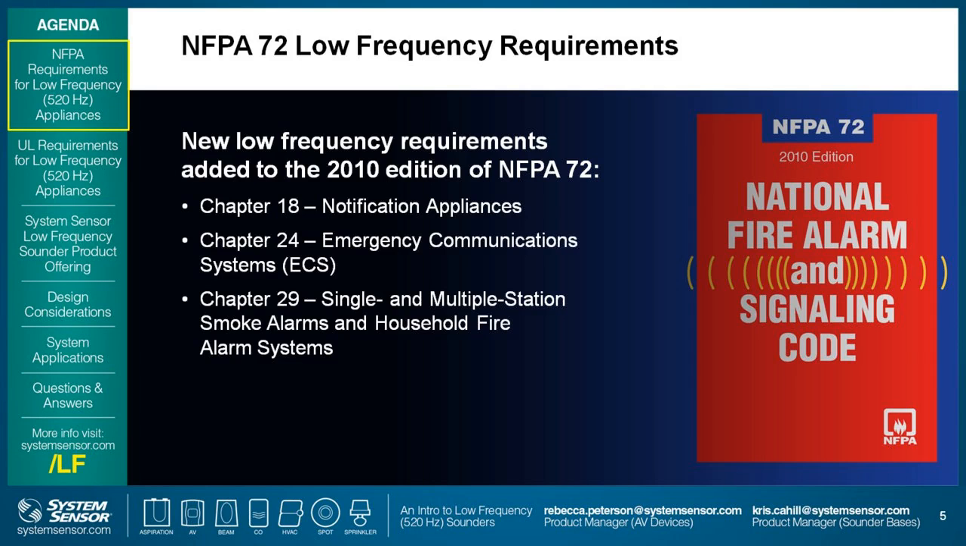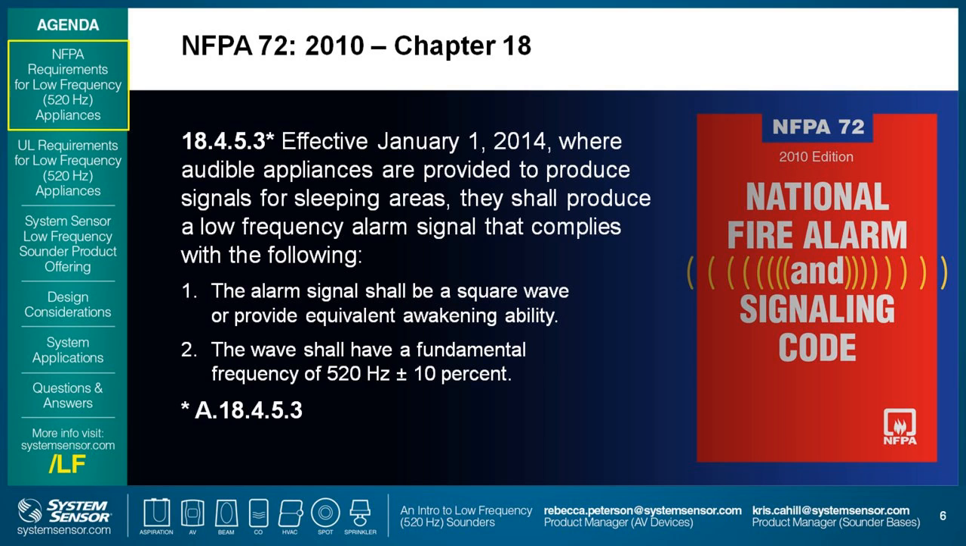As a reminder, the low frequency requirements are reflected in 3 chapters of NFPA 72, the 2010 and the 2013 edition. The first chapter impacted is Chapter 18, which is the chapter for protected premise fire alarm systems. So these are the systems that are primarily used in commercial applications. The requirements for the sleeping spaces are referenced in Section 18.4.5, and the requirement was introduced into Section 18.4.5.3 that states that if you're required to put a notification appliance into a sleeping space, it has to be able to produce its alarm signal at a lower frequency. Specifically, it's got to be centered around 520 Hz, and it has to be of a square wave format.